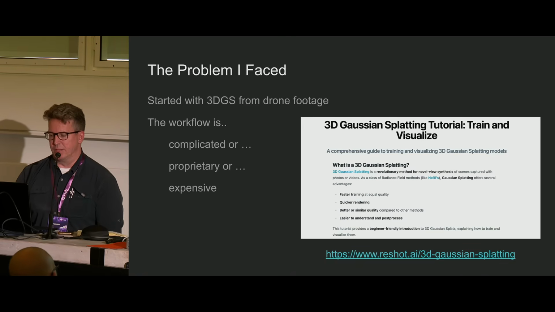I'll mention this Reshot.ai 3D Gaussian splatting tutorial. I dove through that multiple times in a row. It's a really, really good tutorial on what Gaussian splatting is and some of the tips and tricks to get that to work.